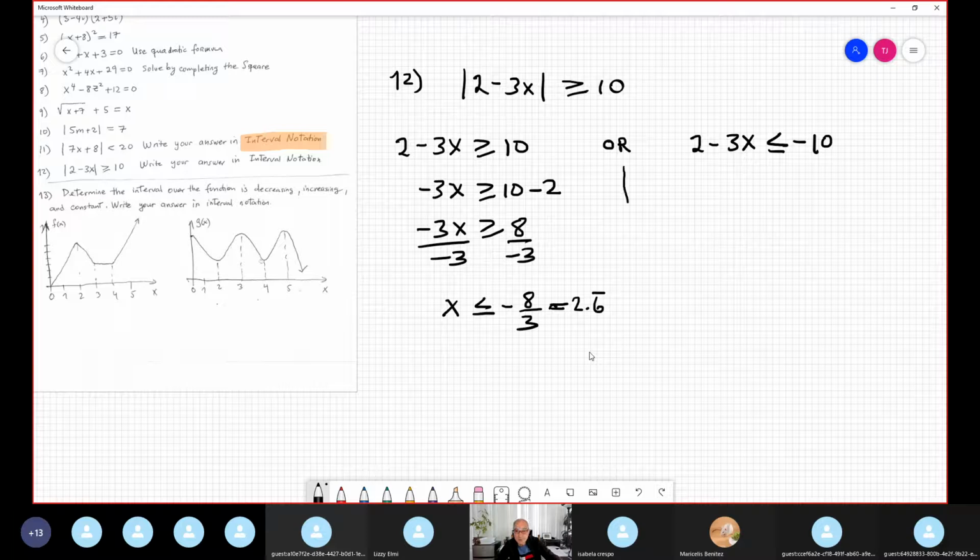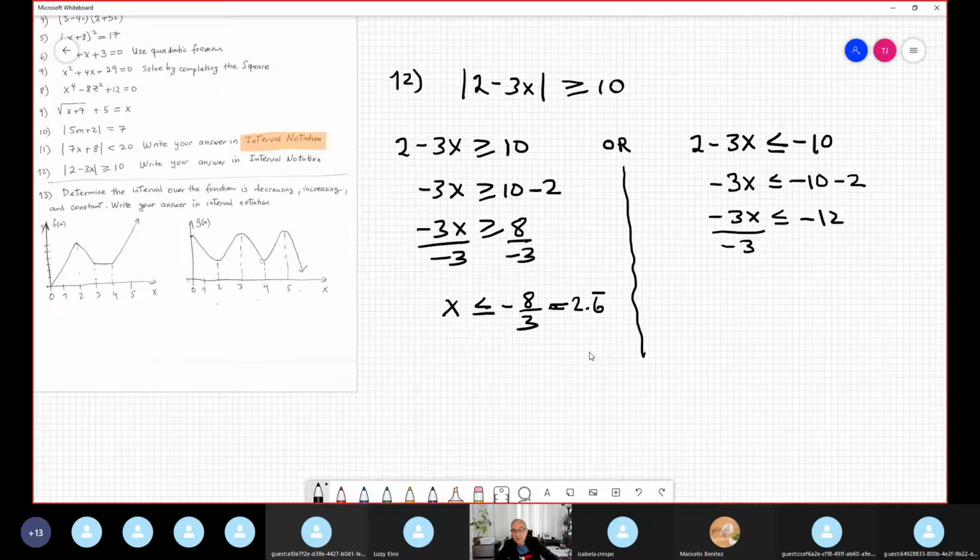Okay, now I did the first part. The second part is similar. Minus 3x less than or equal to minus 10 minus 2, which is minus 12. Minus 3x less than or equal to minus 12, divided by negative 3 on both sides. Be careful, guys. You reverse it. So x is greater than or equal to 4.